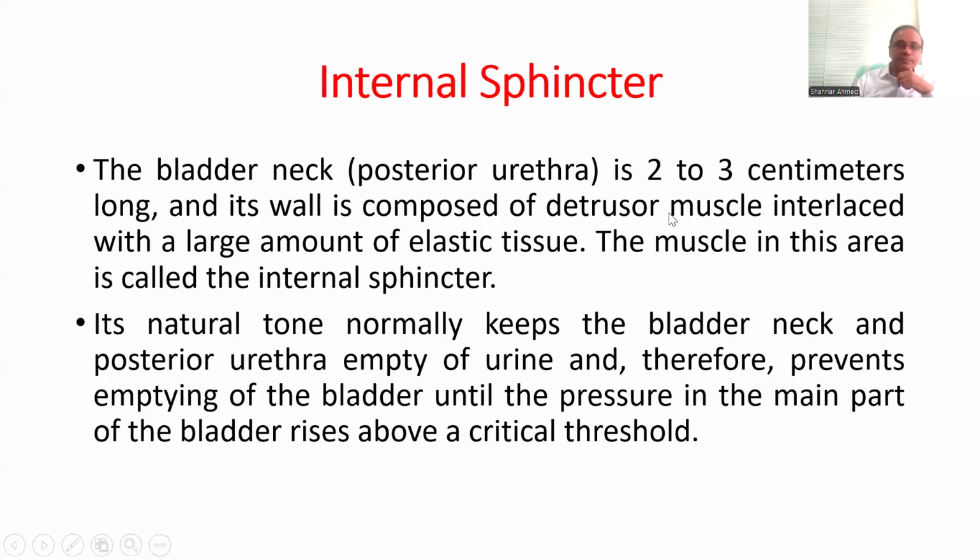Internal sphincter: the bladder neck, that is the posterior urethra, is 2 to 3 centimeters long, and its wall is composed of detrusor muscle interlaced with a large amount of elastic tissue. This forms the internal sphincter. Its natural tone normally keeps the bladder neck and posterior urethra empty of urine, therefore preventing emptying of the bladder until the pressure in the main part of the bladder rises above a critical threshold. The internal sphincter is involuntary.